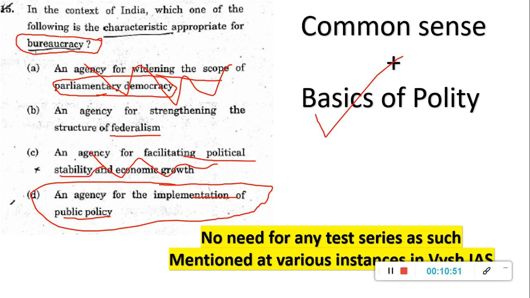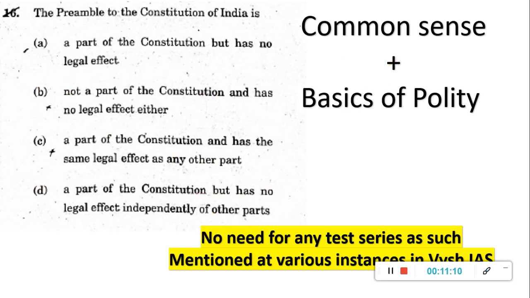Like I told, every year one or two terms will be there where they ask an ABCD question. Cabinet is asked, preamble is asked, bureaucracy is asked, liberty is asked, justice is asked. So maybe next year they'll ask like fraternity, which is the best definition of fraternity, or which is the best definition of a presidential form of government. So this kind of question this year it will come. Okay, on June 5, expect a question on this.